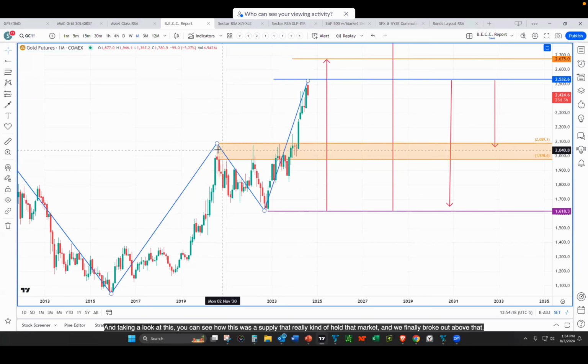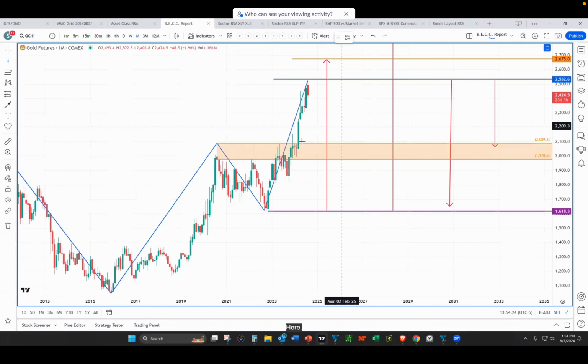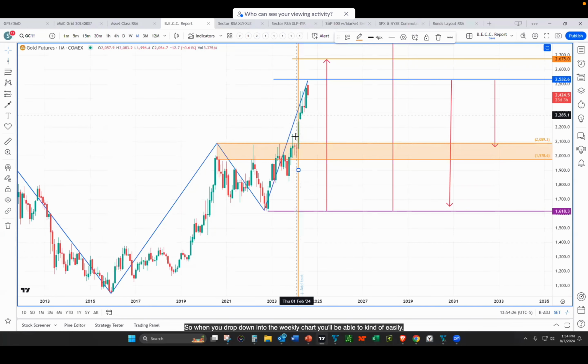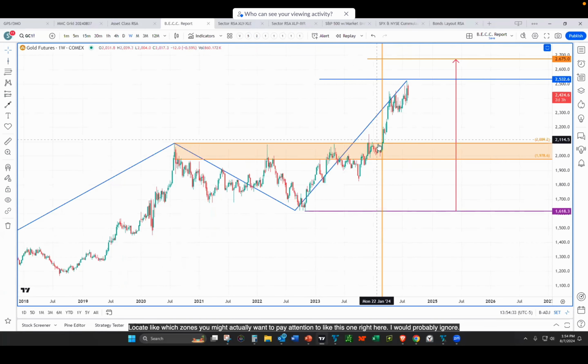And taking a look at this, you can see how this was a supply zone that really held that market, and we finally broke out above that here. So when you drop down into the weekly chart, you'll be able to easily locate which zones you might actually want to pay attention to. Like this one right here, I would probably ignore.